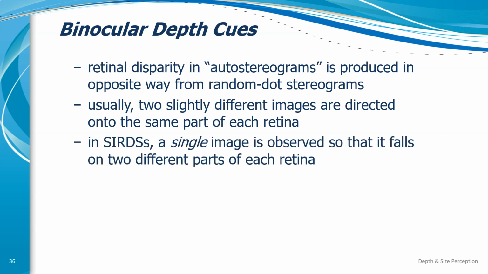But with SIRDs, you have one single image, and then it's up to you as the observer to see it in a really abnormal, unusual kind of way, so that each image that you see in each eye falls on different parts of each retina. I know it's weird. Here are the steps if you want to try to see an autostereogram.